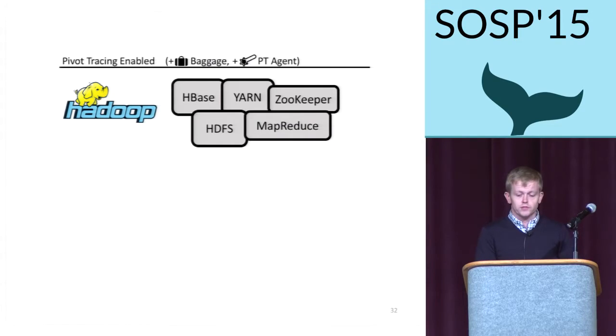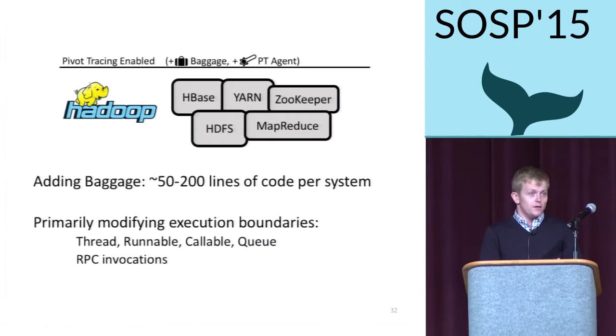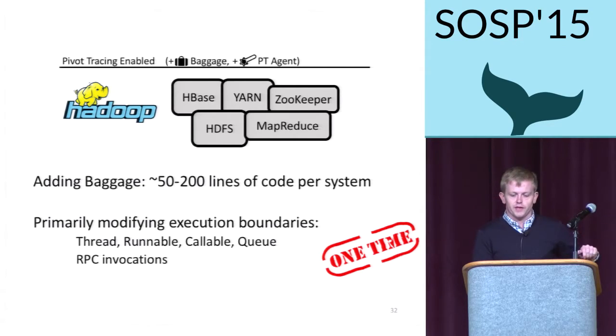We instrumented several systems in the Hadoop stack with pivot tracing, each of which only required about 50 to 200 lines of code per system for adding baggage. And primarily, this is at the boundaries of execution, passing baggage between threads or including it in RPC invocations. And this is a one-time modification as a prerequisite for supporting pivot tracing.